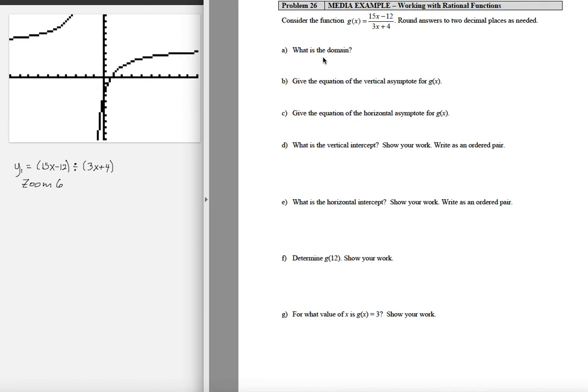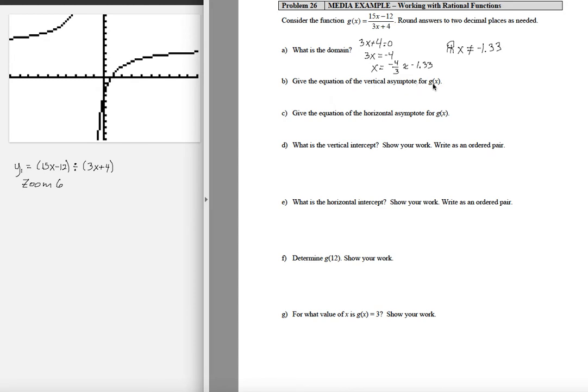So let's start with the domain, and to find the domain for this function, what I need to do is figure out where the denominator, 3x plus 4, equals 0. I'm going to solve for x, so 3x equals negative 4, x equals negative 4/3, which is approximately equal to negative 1.33. That means my domain is all real numbers x not equal to negative 1.33.